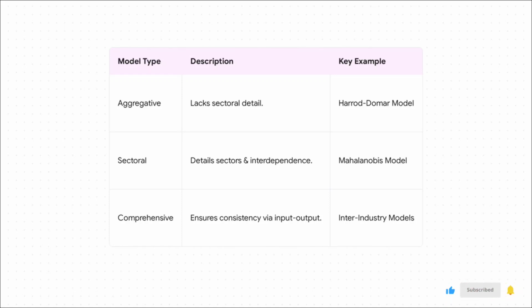You've got aggregative for the big macro picture, and the classic example is the Hare-Domar model. Then you have sectoral, focusing on specific industries, and you absolutely must know the Mahalanobis model for that. And finally, comprehensive, which uses those detailed input-output tables. Knowing these 3 types and their key examples is a guaranteed way to score points.